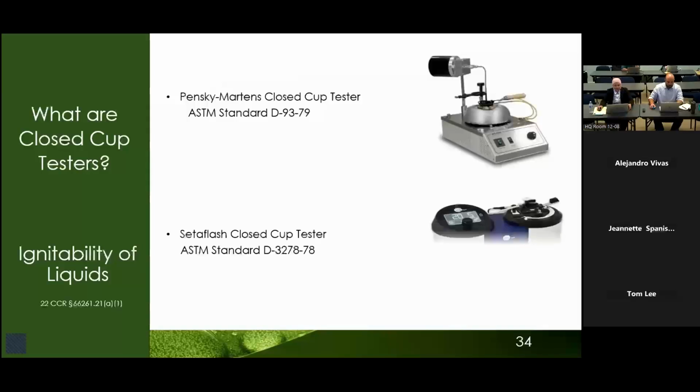We use specific testers like the Pensky-Martens closed cup tester and the Setaflash closed cup tester to get accurate readings. These devices are designed specifically to measure flash point. First, the liquid sample is sealed in a container, then gradually heated. This setup allows us to simulate real-world conditions, like how a liquid fuel would behave in a sealed environment. Getting an accurate flash point reading is crucial for understanding a liquid's fire risk. It helps with regulatory compliance and makes sure we classify waste correctly to follow safety standards.